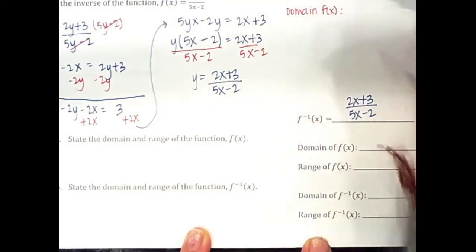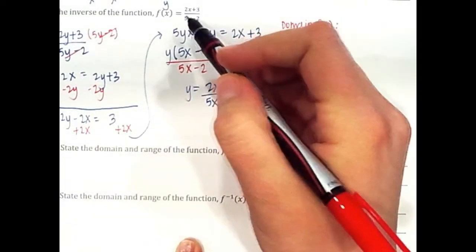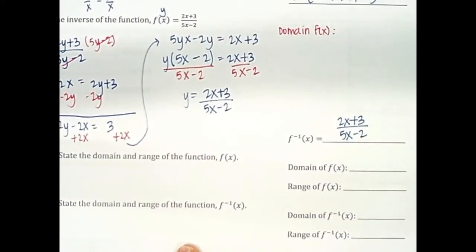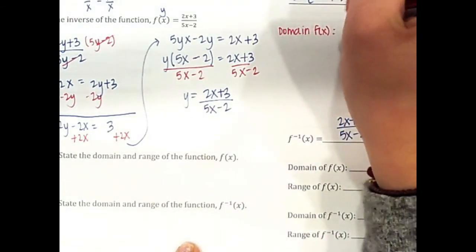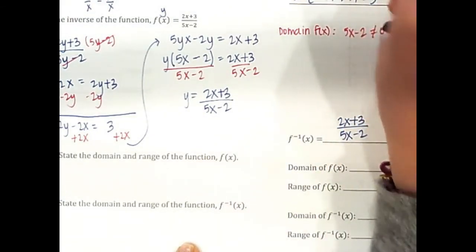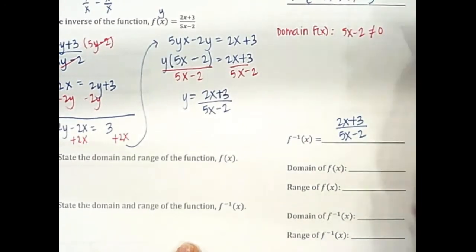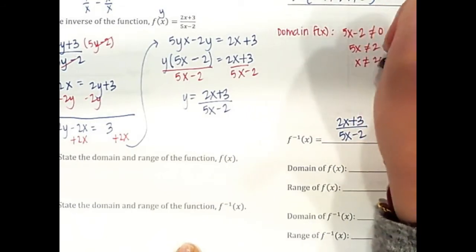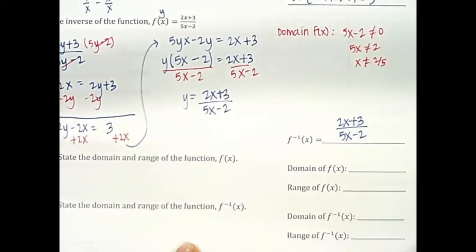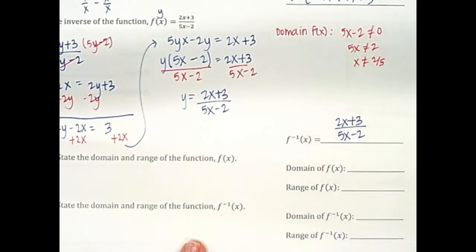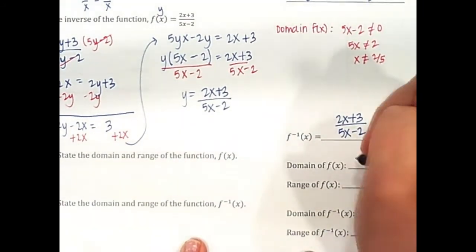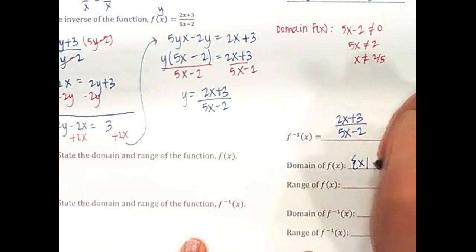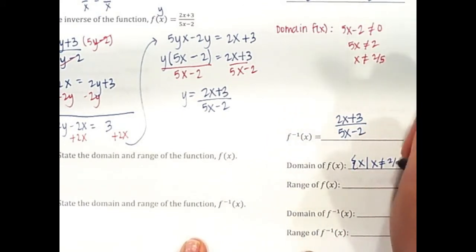of f of x. Now remember, it's a rational expression, right? The variable is in the denominator. So if it's a rational expression, we need to find the excluded values. So we set our denominator, which is 5x minus 2, and remember, it cannot be equal to 0. So we'd add 2 to both sides, divide by 5, and x cannot be equal to 2/5. So that gives me my domain for f of x. It would be, for all x values, x can't be equal to 2/5.